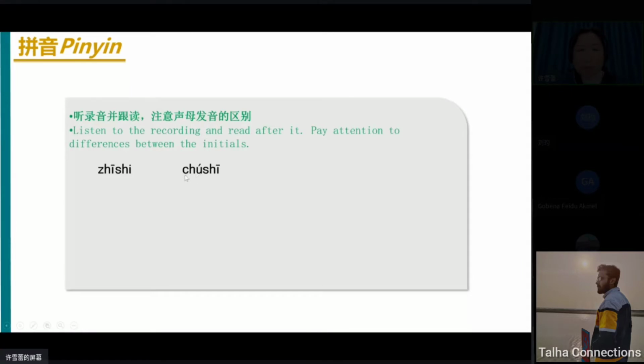For the first syllable, 厨师. Chushi, meaning chef, cook. Next one, 生日, 生日, 生日. Yeah, everybody has a 生日, because the meaning is birthday. 生日.